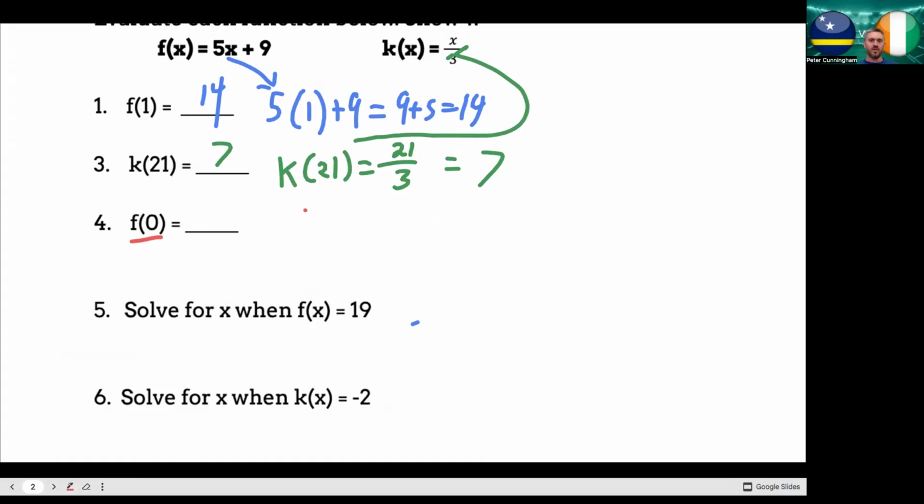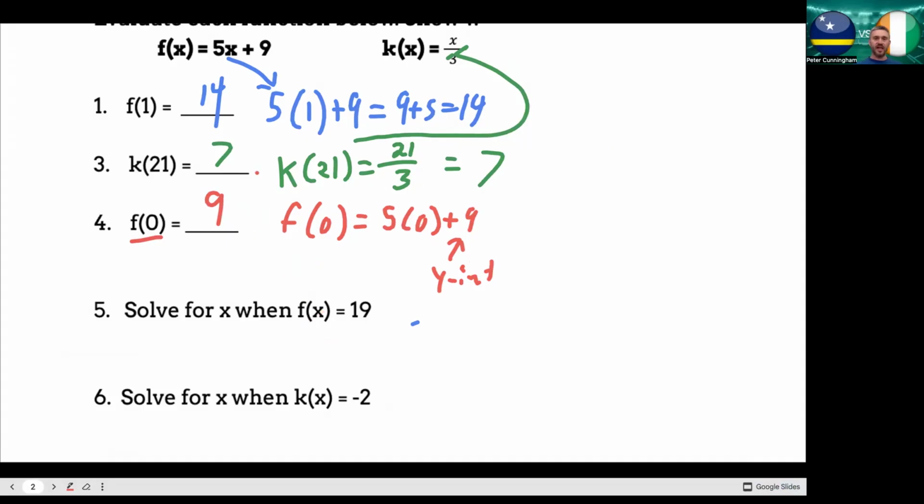f of 0. Again, when x is 0, this is a very important point on your graph. This is when x is 0. This is your ding, ding, ding, y-intercept, because 5 times 0 is 0, so you get 9. I don't even know what that bell's for. Maybe you guys can't hear it.